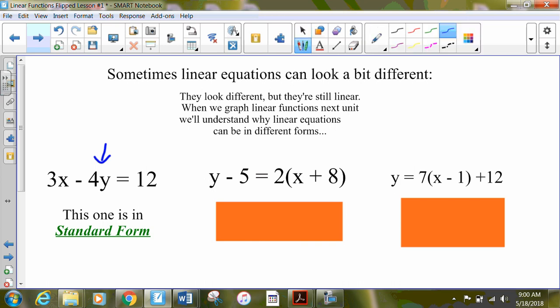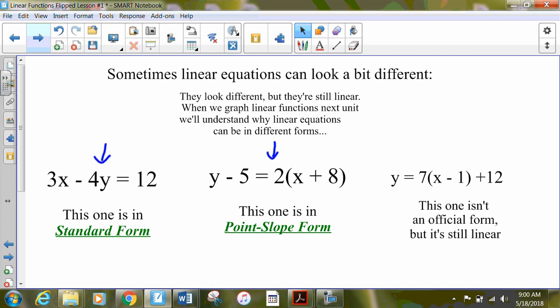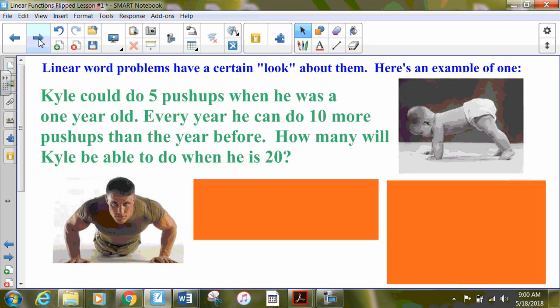This one is not in slope-intercept form. This form is called point-slope form. So if you can write that point-slope form in your square, you're going to have to write a little small. Sorry about that. And this one is not an official form at all, but it's still linear. We'd have to work with it to make it look a little bit better and fit one of the forms. We are going to work with these different types of linear forms next unit, so I want you to get used to linear equations looking different.